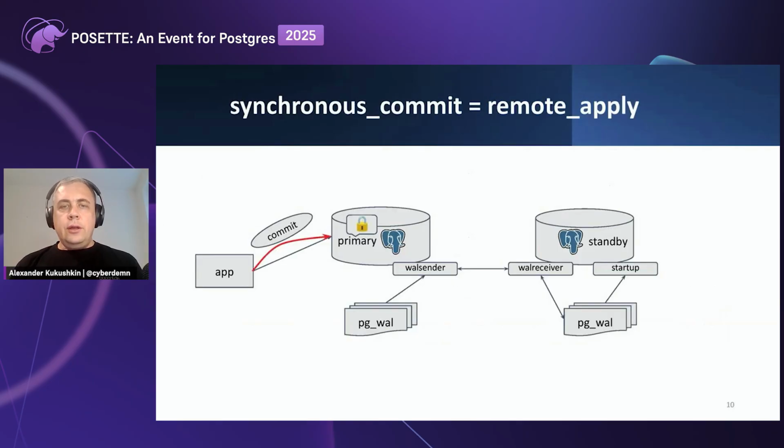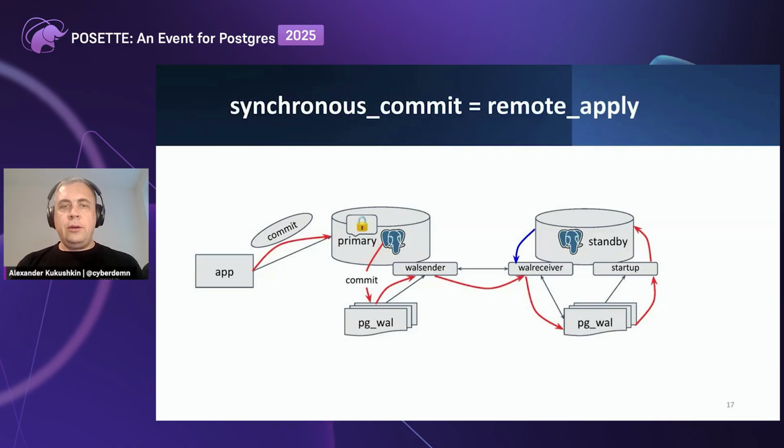Let's try to see on the picture how the entire workflow of synchronous commit works in case synchronous_commit is set to remote_apply. It means that standby must apply the transaction before primary can confirm to the application. Application sends a commit request to the primary. Primary writes the commit log record to the pg_wal directory. WAL sender reads this commit record from pg_wal and sends it to WAL receiver on the standby node. WAL receiver writes the commit record to pg_wal on the standby node. Startup process reads from pg_wal and applies your transaction.